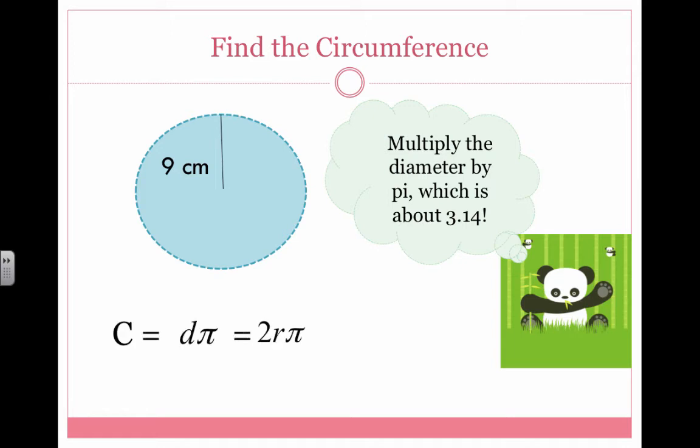All right, so did you use the formula 2r pi? Because this is the radius, so you've got to use 2r pi. So that's going to be 2 times 9 times pi, which is 18 pi. And then you multiply by 3.14, and you got 56.52, I hope. Very good.